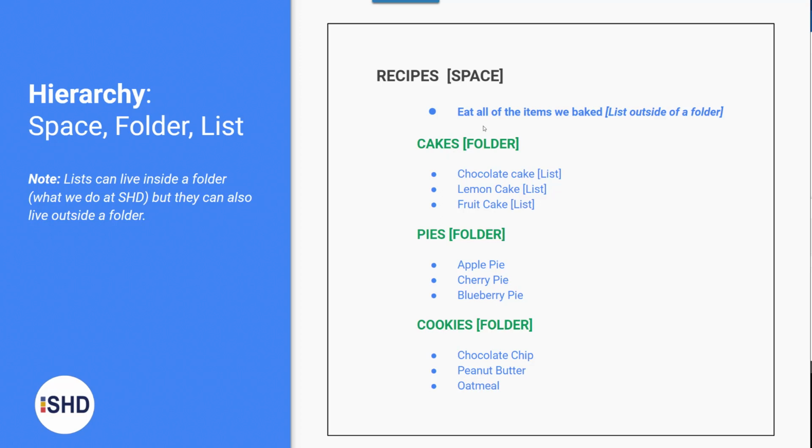So in any case, here is all of our cakes, pies, and cookies with our specific lists for each type of food. But let's say we have a checklist or a list here of to-dos to eat all of the items that we cooked here. That would be a list outside a folder. So that can be done. I don't usually do that because I find that frustrating, because it just gets confusing. But again, it's something that can be done.